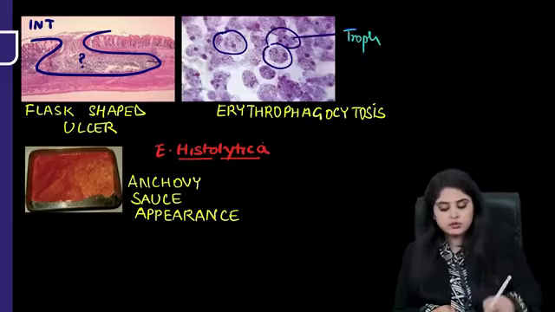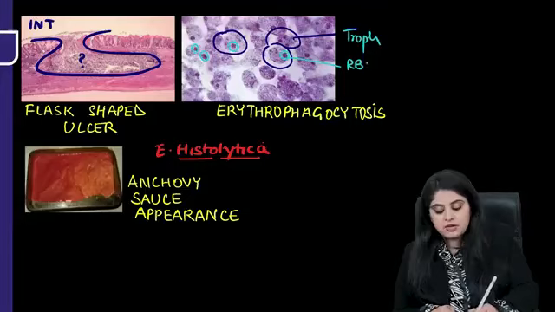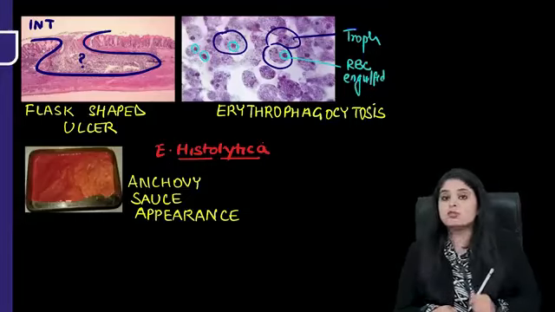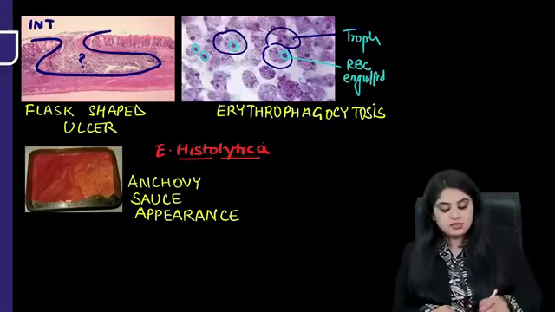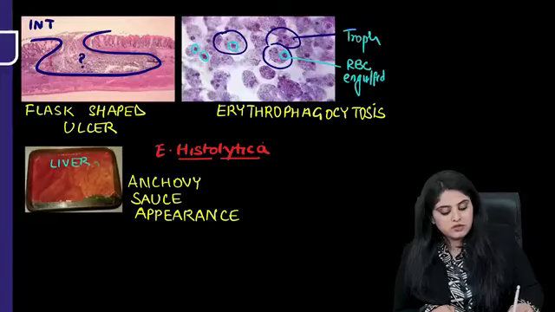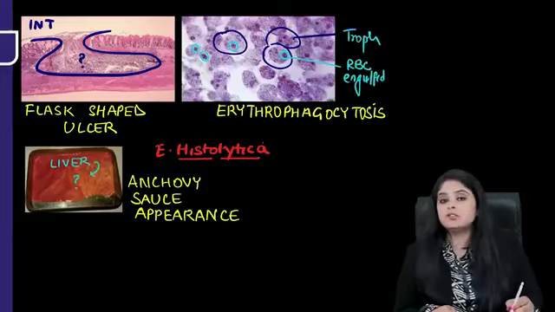And inside those trophozoites, do you see these red colored dots? These red colored dots are nothing but red blood cells. These are going to eat up red blood cells. Very important. That is what you see. But not only the intestine, it also acts on the liver. Of course, in the liver, what kind of pus appearance is noted? We see the anchovy sauce appearance in the liver.